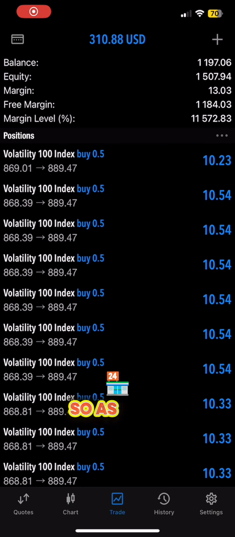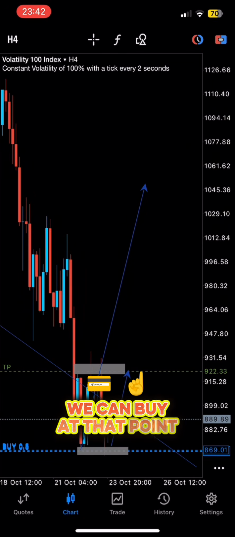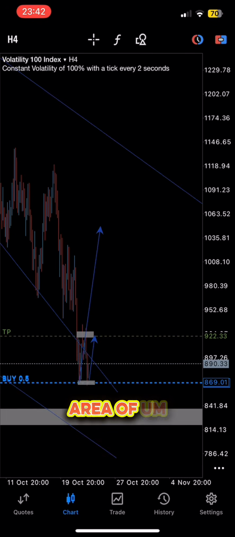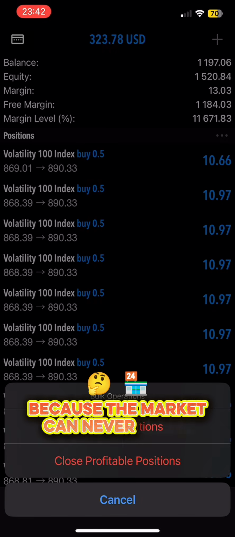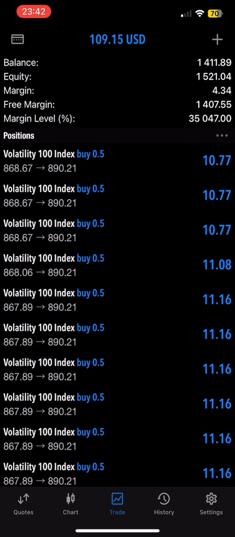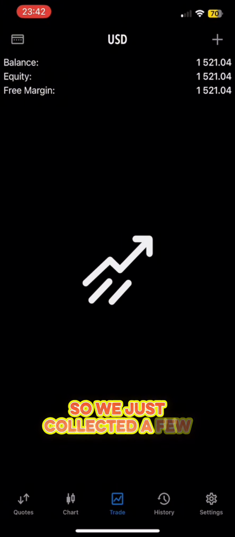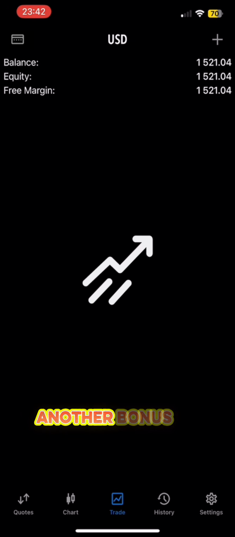So as long as the market is not back in the channel, we can buy at that point and make profit. So this is more like an area of correction. It will be trying to rebalance, because the market can never break to the downside in a falling wedge, right? So we just collected a few profit and then we closed. That's it. We closed. So I'm going to give you another bonus trade after this.